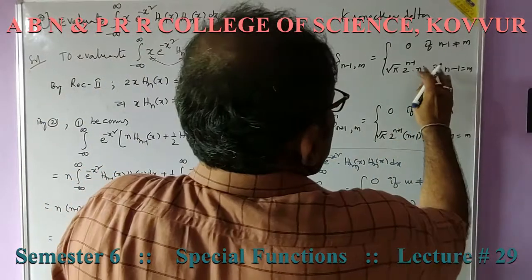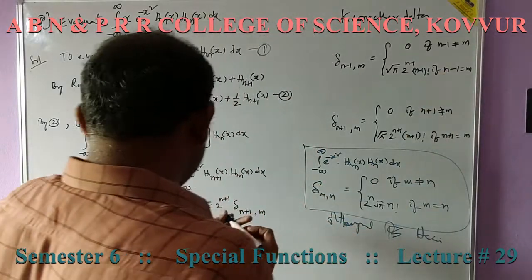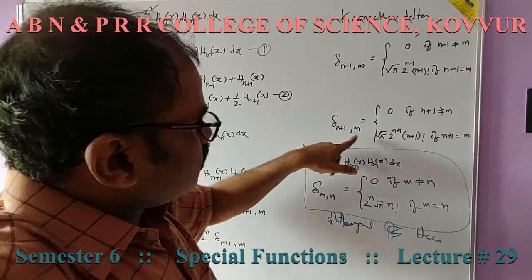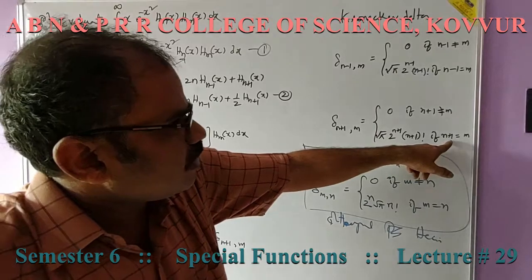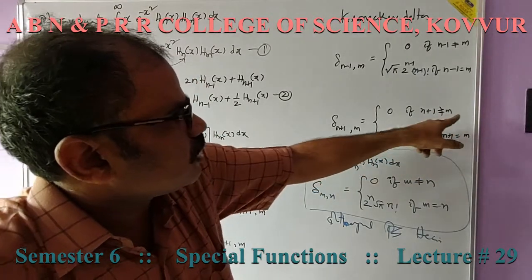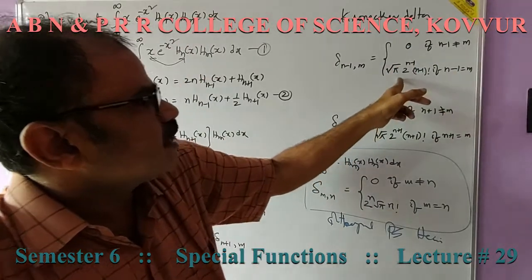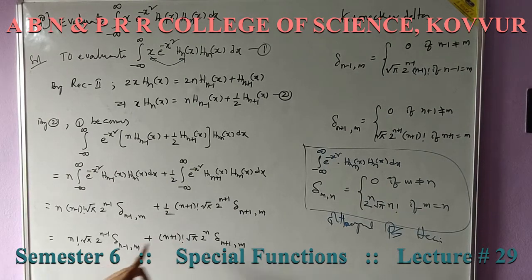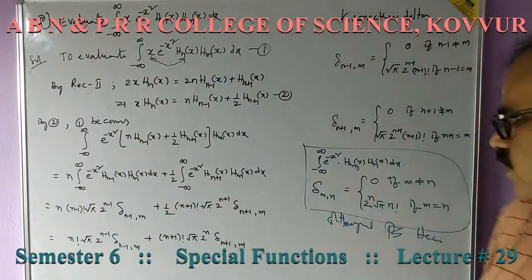This is (n-1) factorial. The Kronecker delta n+1,m is root pi 2^(n+1) (n+1) factorial if n plus 1 equals m. If n plus 1 is not equal to m, or n minus 1 is not equal to m, it is 0. If n minus 1 is equal to m, it has this value. So that is the Kronecker delta, delta n-1,m and delta n+1,m. By using orthogonal properties, we solve the problem.